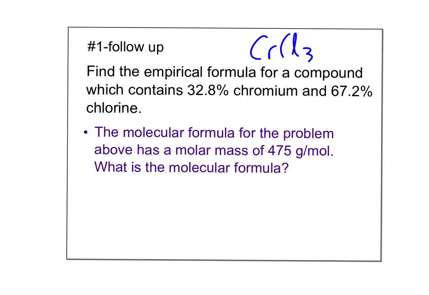All right, next question. We've already found the empirical formula. So here we've already done that, CrCl3. Now, the molecular formula for the problem above, the one we just did, has a molar mass of 475 grams per mole. I want the molecular formula. So pause the video, guest teacher, give them a minute and a half to try to find the molecular formula. If you're stuck, try something. Even partial work gets points.